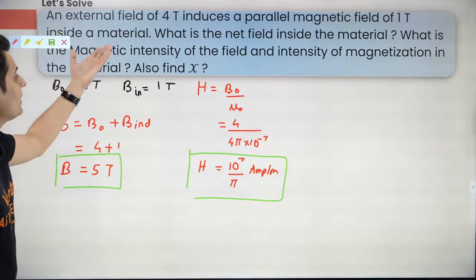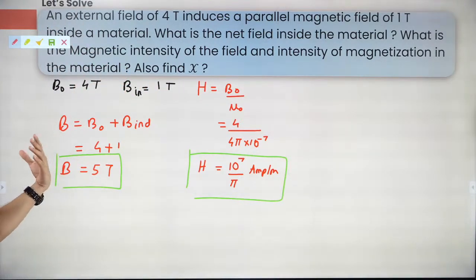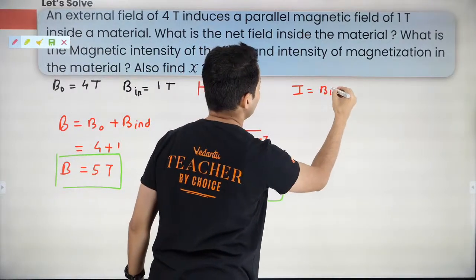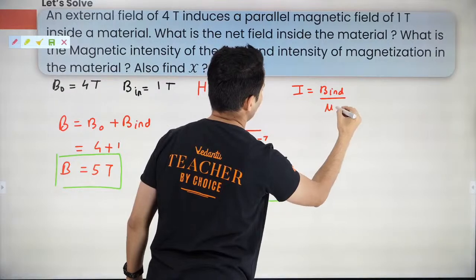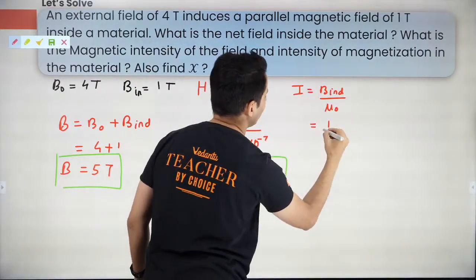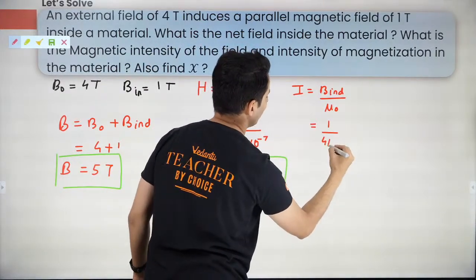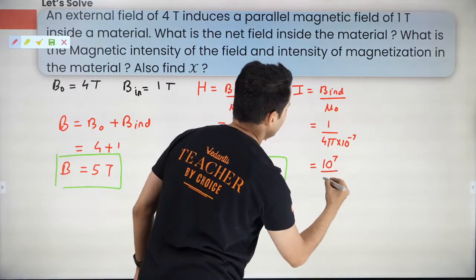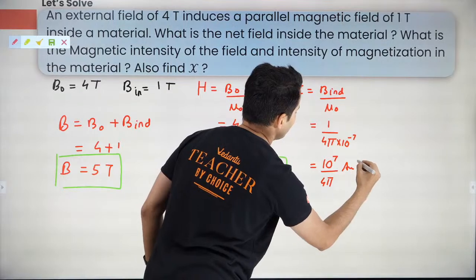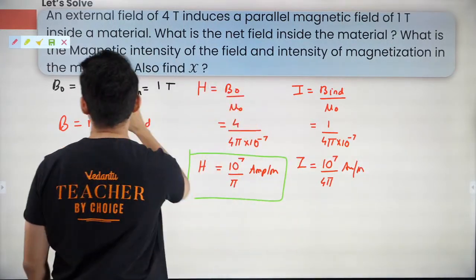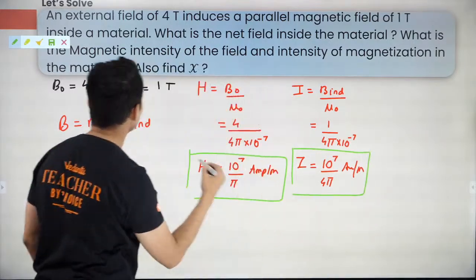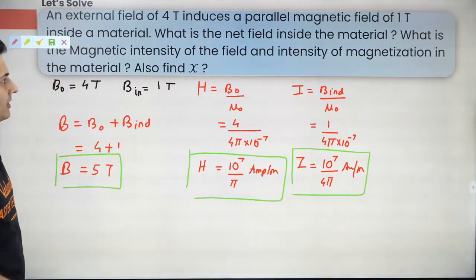Okay. Intensity of magnetization. Intensity of magnetization means I. So I will be B induced by mu naught. What is B induced? 1. Okay. What is mu naught? 4 pi into 10 to the power minus 7. So this will become 10 to the power 7 divided by 4 pi ampere per meter. So that's the value of I. That's also taken care of. Are you seeing, guys, with me? You are able to learn so many things.